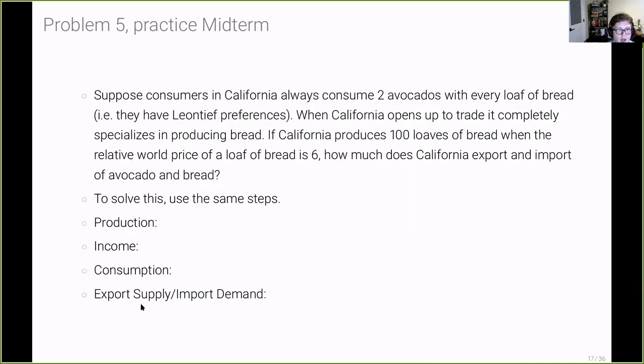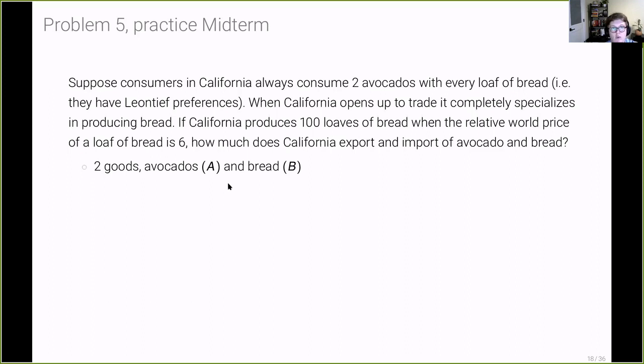So again, we're going to use the same framework. We're going to think about production, income, consumption, and then export supply and import demand. So we have 2 goods here, avocados and bread, just to restate the problem. You can forget that the preferences are Leontief, but what's important is that Californians are always going to consume 2 avocados with every loaf of bread, and so CA is going to be 2 times CB.